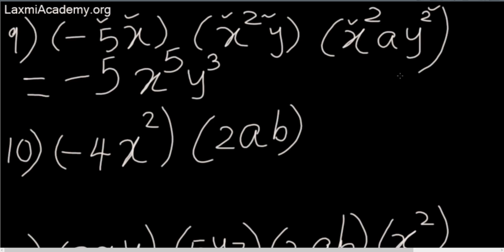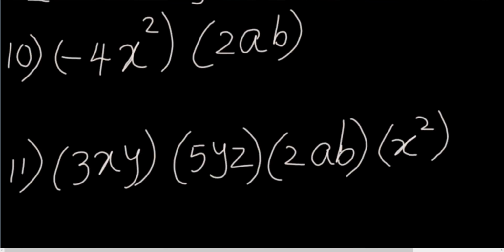And now the only remaining variable is a. We don't have any other term with a variable, so a remains as it is. Let's move on. Negative 4x squared and 2ab. Negative 4 times 2 is negative 8. For x, there is no other x here, so x remains as it is, a and b.